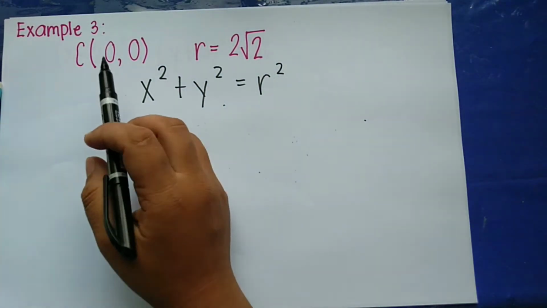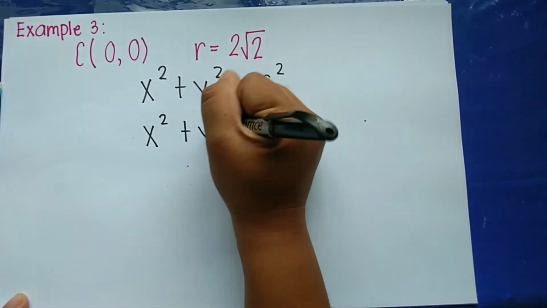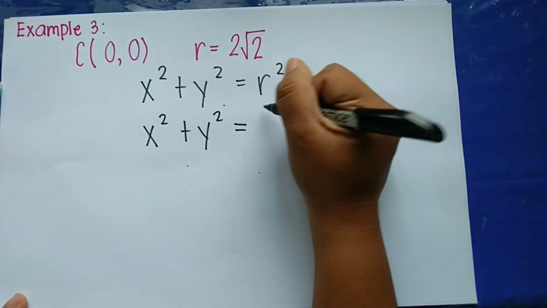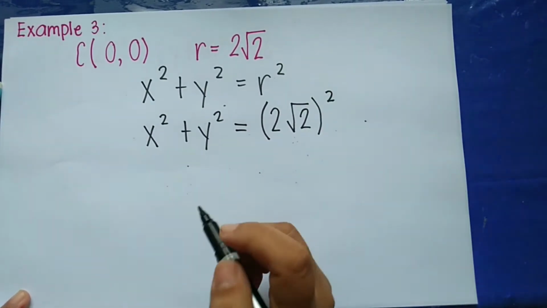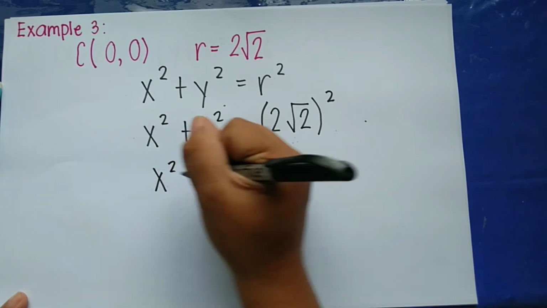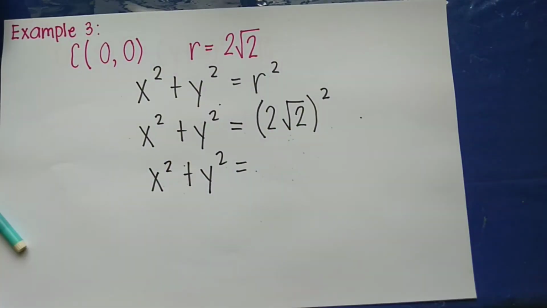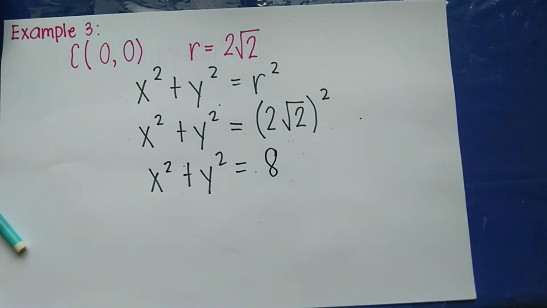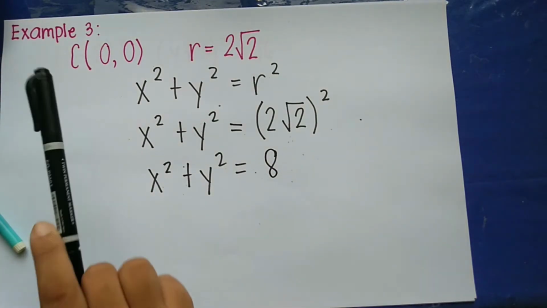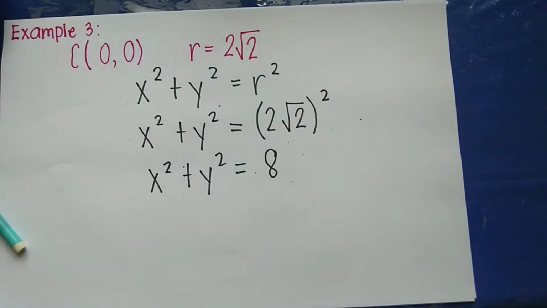Since it is (0, 0), we will just rewrite x² + y², then r² is (2√2)². So x² + y² is equal to 2 square root of 2 squared, which is equal to 8. Therefore, this is the standard equation of the circle given the center is at the origin and the radius is 2√2.